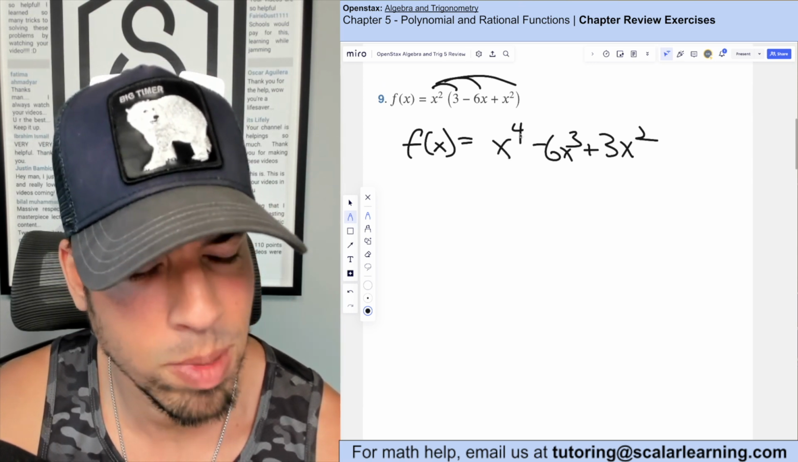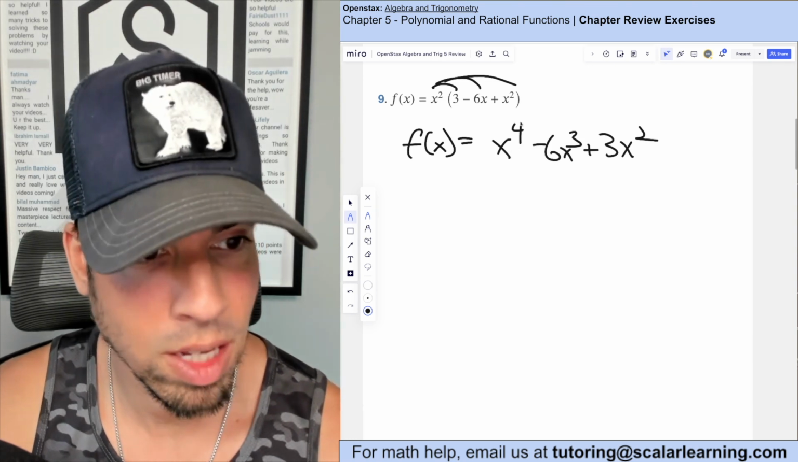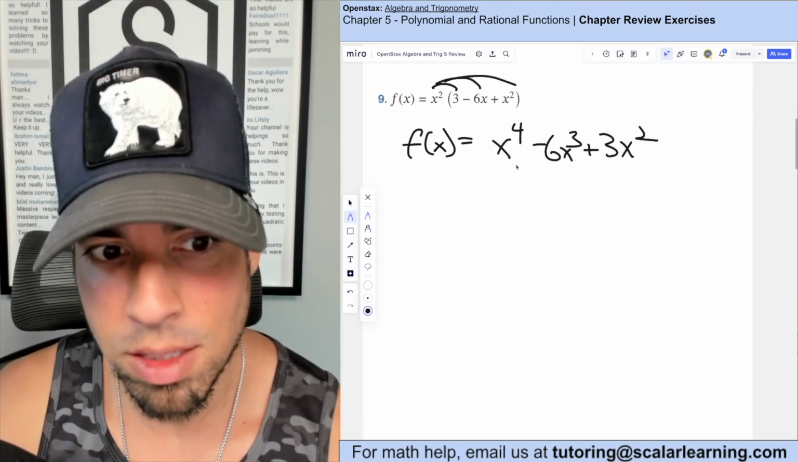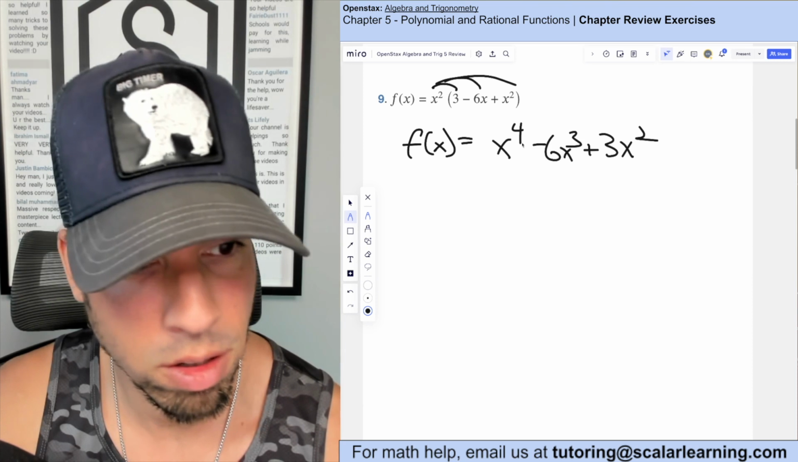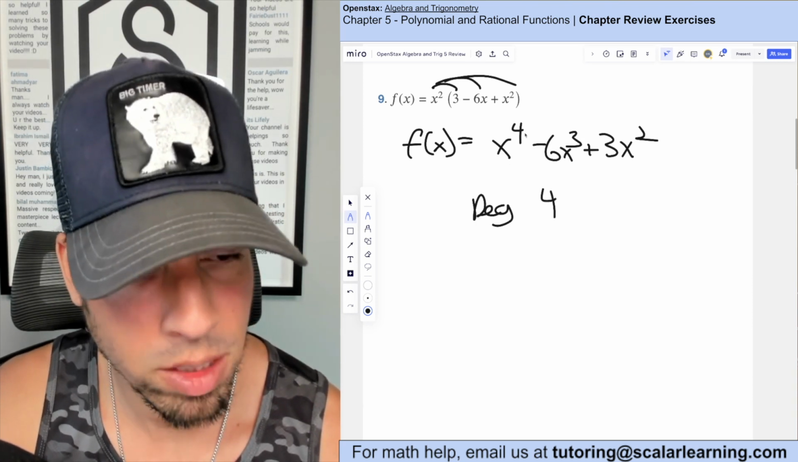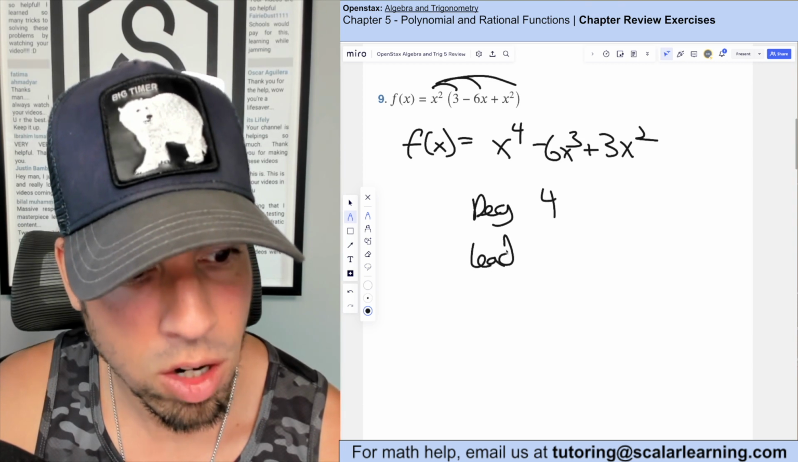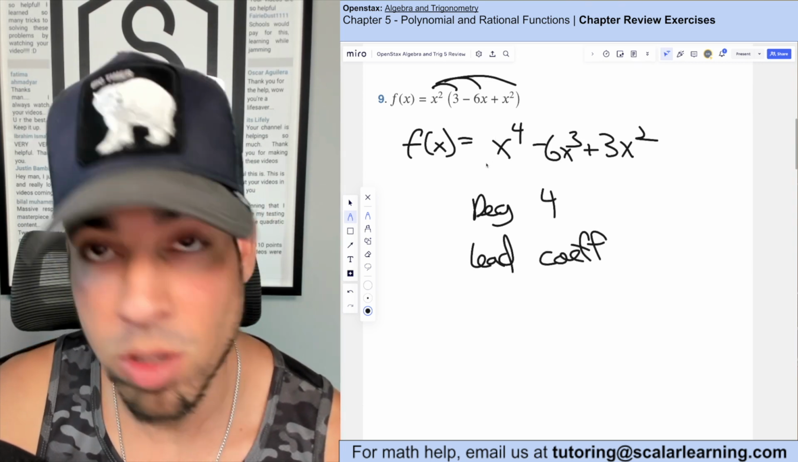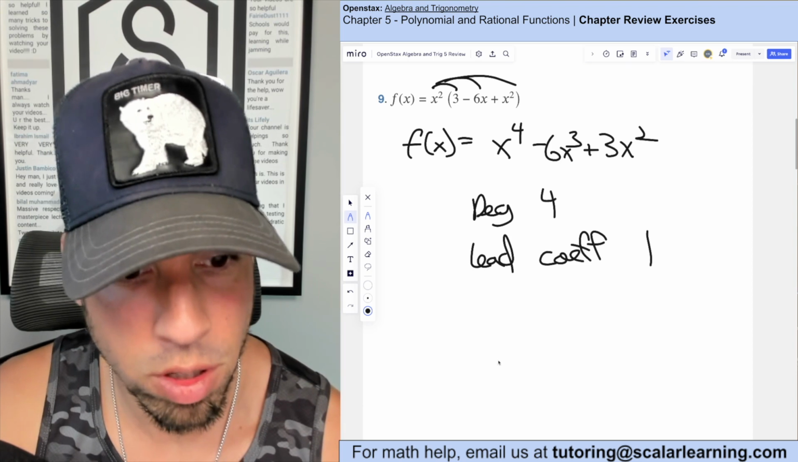And the reason is because that is the leading term. It's got the highest degree. So yes, this is indeed a polynomial. It fits all the criteria for a polynomial. And then I would say that the degree is 4, because that's fourth degree. And then the leading coefficient is that invisible number in front of x to the fourth, which is 1. So there you go, done.